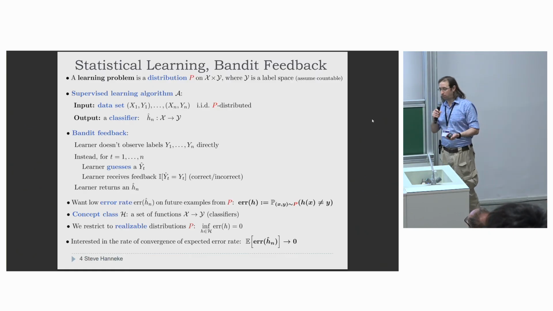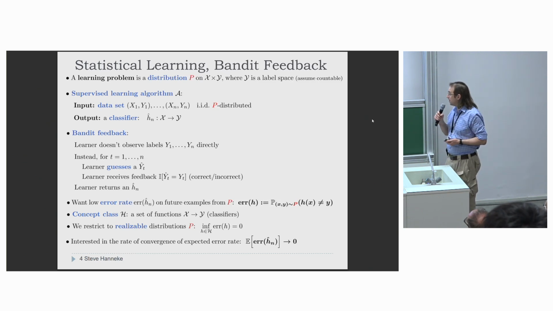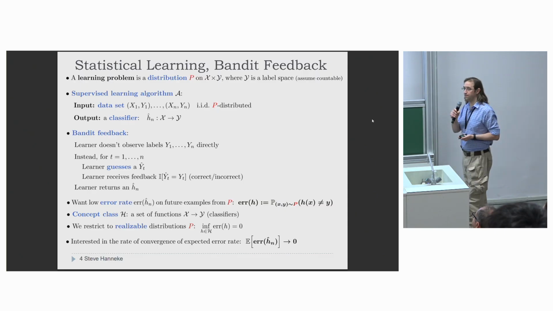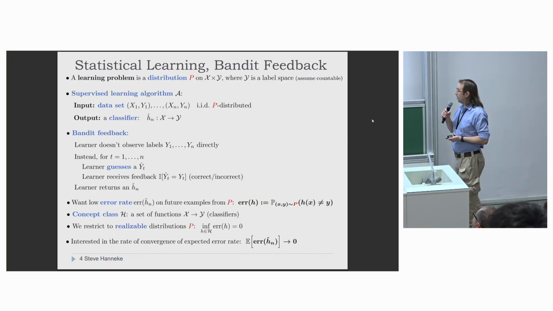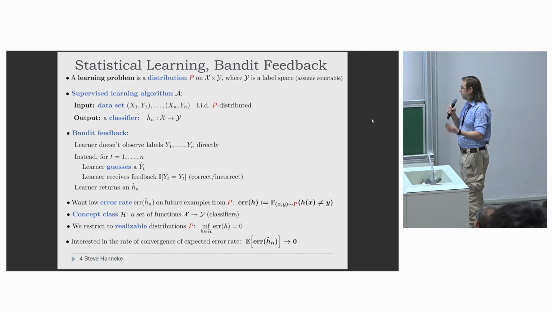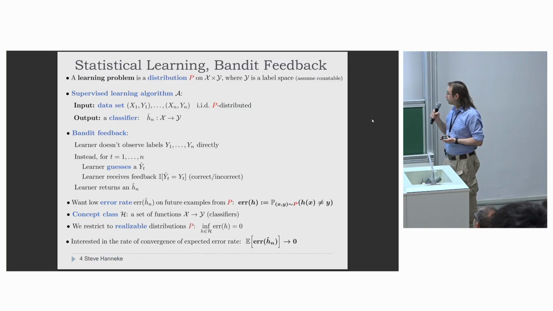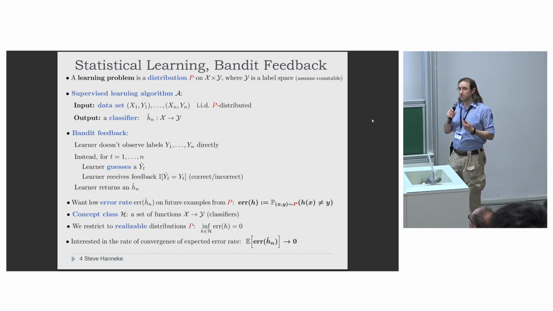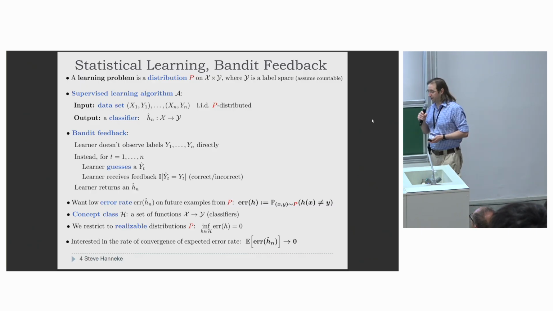The structure of this problem comes from supposing we have a concept class, H, which is just a set of classifiers, functions mapping X to Y. And in this work, we'll restrict to the realizable case. So we'll always suppose we're just looking at distributions where the infimum error rate in the class is 0. And then what we're interested in is understanding what are the possible rates of convergence for the expected error rate.